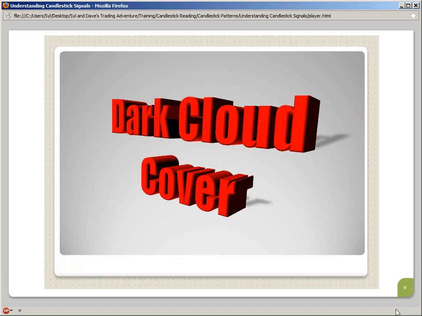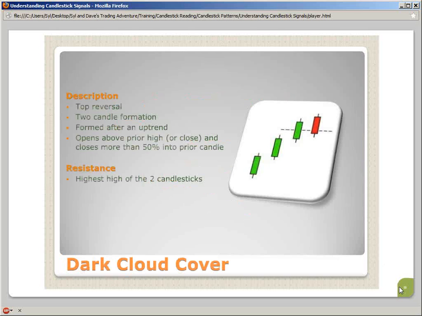Let's move on. Dark cloud cover. We're moving right along now. Okay, so description for it. Again, it's a top reversal once again, right? It's the opposite of the piercing. It's the dark cloud cover. I mean, just think of the terminology that these wonderful Japanese came up with. They had such great descriptions of their terms.